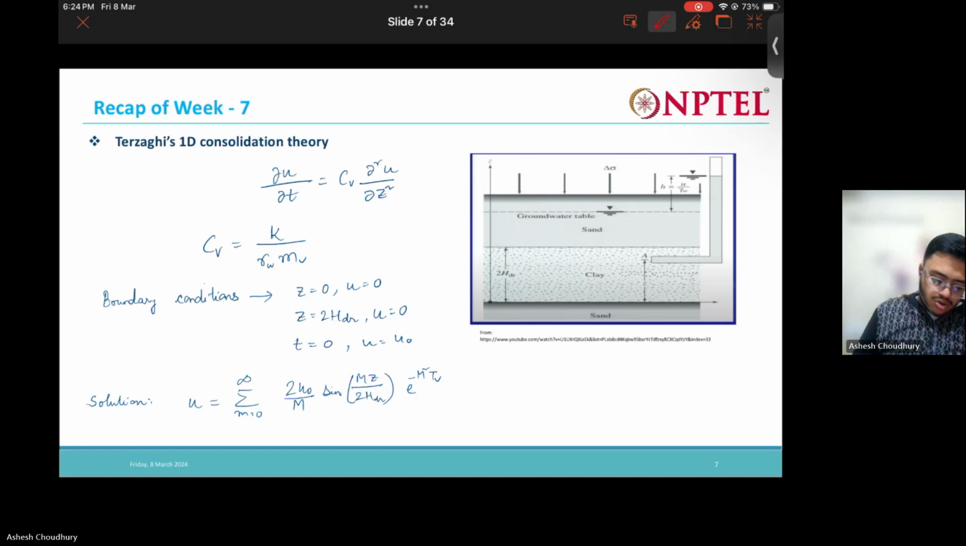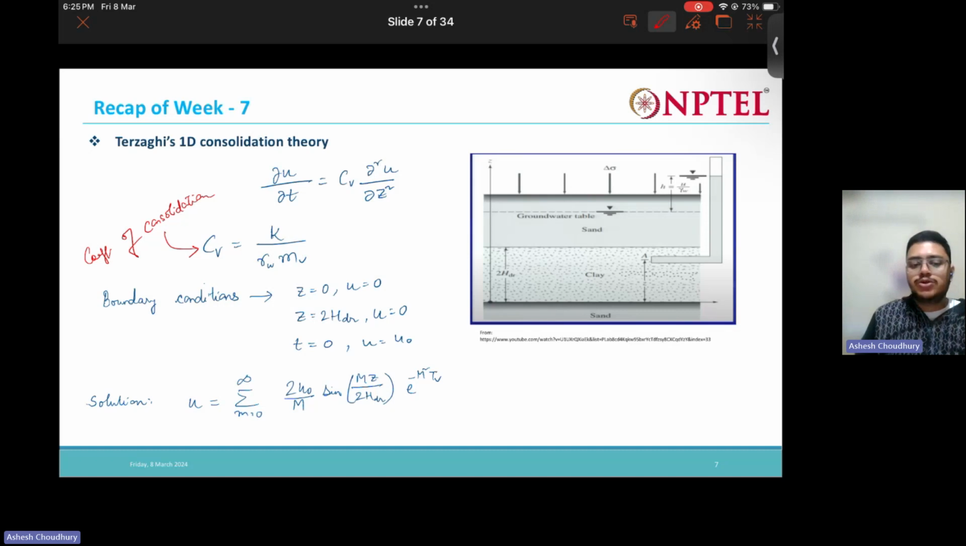coefficient of consolidation, that is Cv. And what is Cv? Cv is nothing but K by gamma w m v. What is K? K is the coefficient of permeability or hydraulic conductivity.